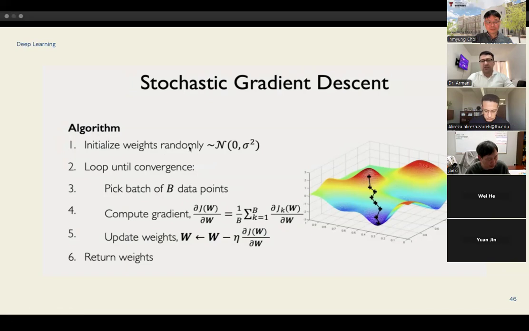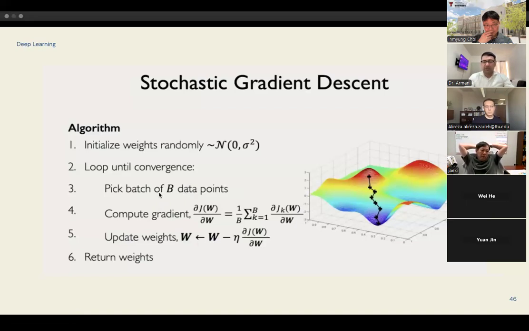So I should mention that usually when we have a large training data set, it takes a lot of time to train the neural network using all the training data. It is not reasonable to do that. So what we do is that we use batches or mini batches of the data to train the network.